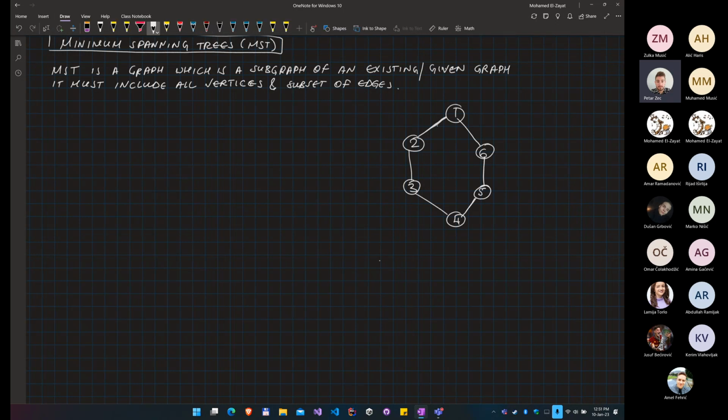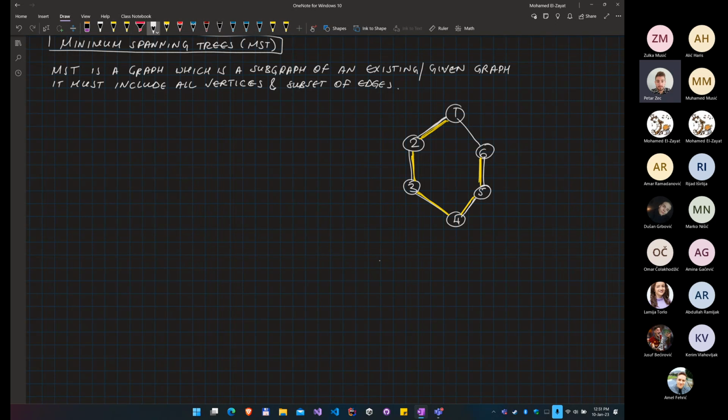I will actually pick up another color here, and I can say, okay, this edge, this edge, this edge, this edge, and this edge will form my minimum spanning tree. It included all vertices. It doesn't have any loops in it. And it's just a subset of edges. So the question boils down here to: what is the definition then?